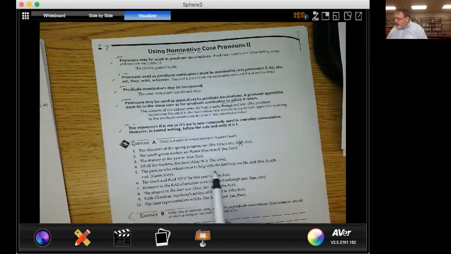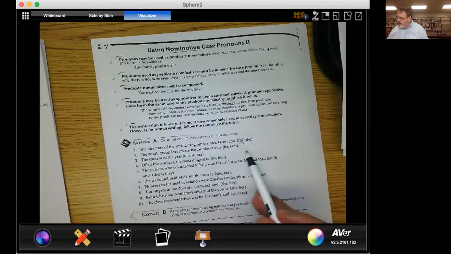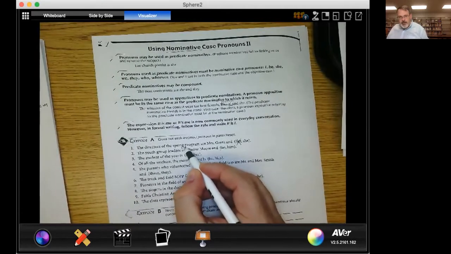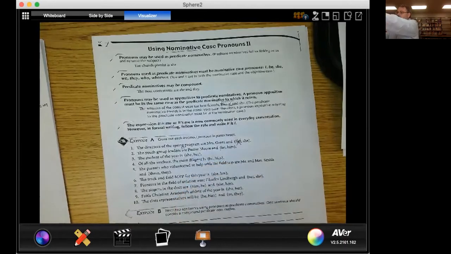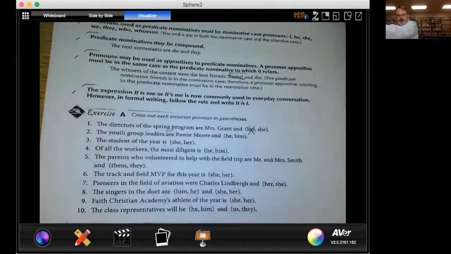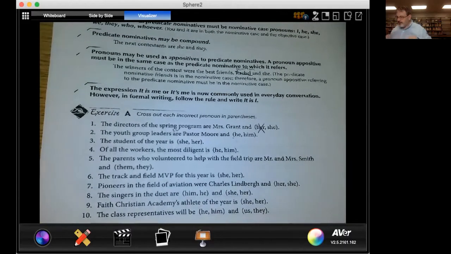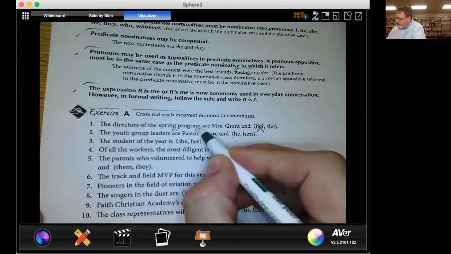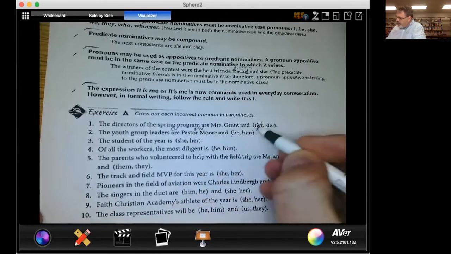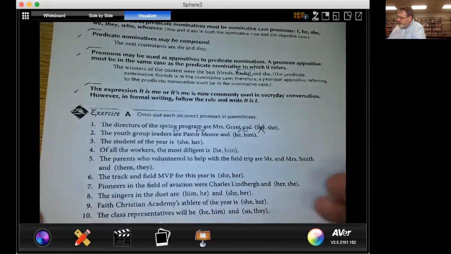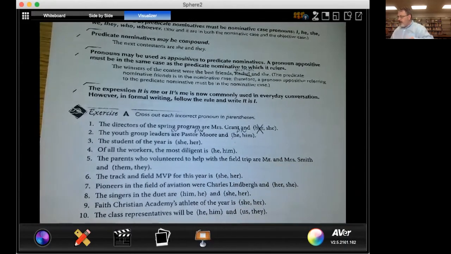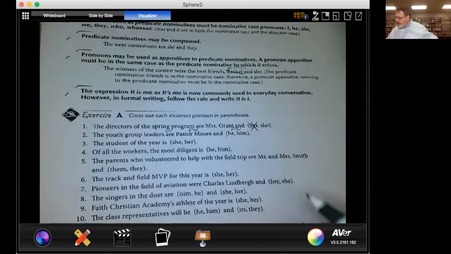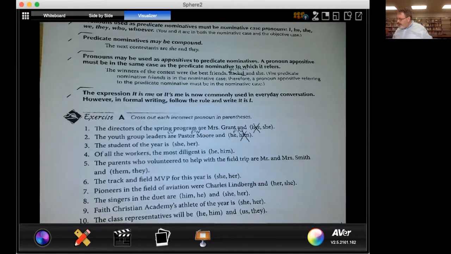The youth group leaders are Pastor Moore and either he or him. This is a predicate nominative because we've got a linking verb here. The word are is a linking verb, which means that whatever follows, Pastor Moore and the pronoun, is a predicate nominative. We have to use the nominative case, and if you go back to our list, the nominative case is he, not him. So we need to cross out him. All right?